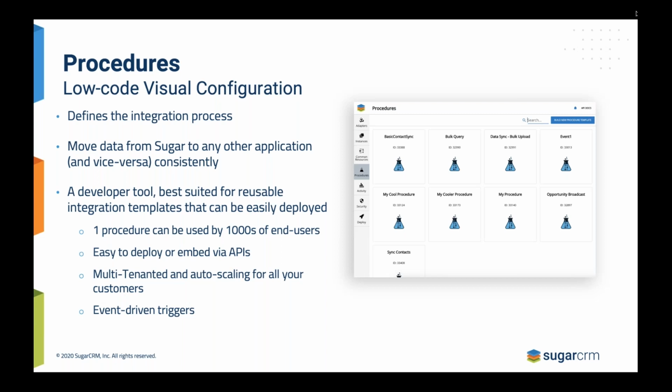And the way you define these procedures is in a template, such that you build this procedure once, and then you can deploy it multiple times for different use cases, for different users, for different Sugar instances, right? And so this is a really powerful tool for defining your integration logic.